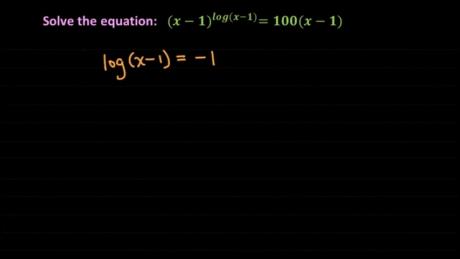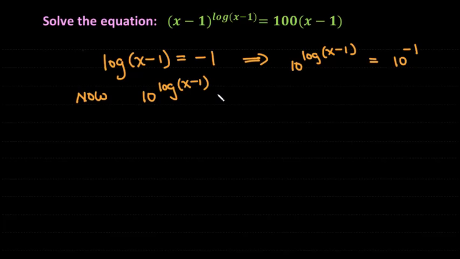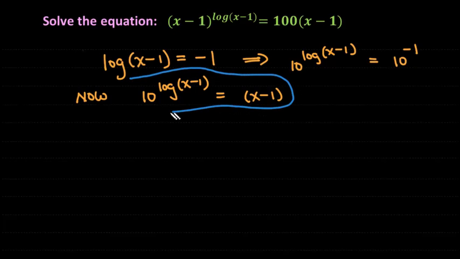If we exponentiate both sides base 10, since it's a common log, then we get 10 raised to the log of (x - 1) is equal to 10 to the negative 1 power. Now, 10 to the log of (x - 1) is equal to (x - 1), based on cancellation properties involving function composition. And so we can write x - 1 is equal to 10 to the minus 1, which is just 1/10.